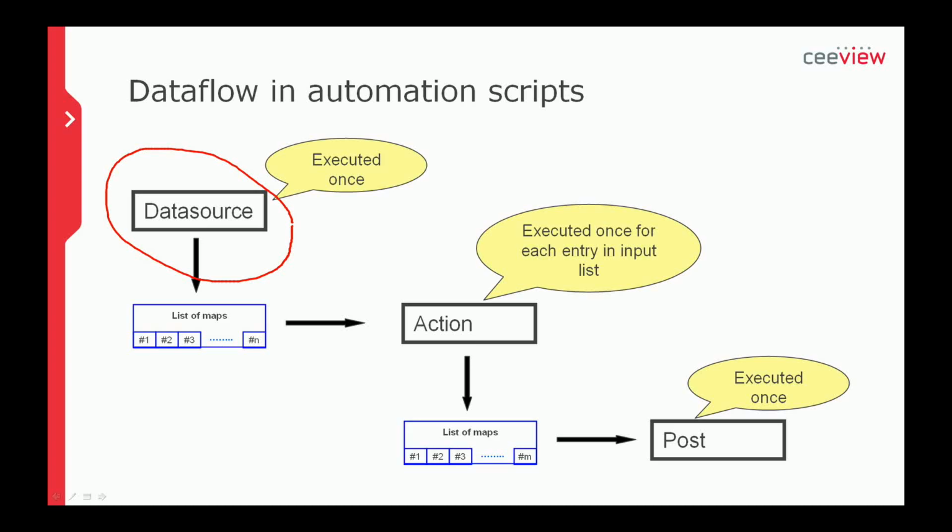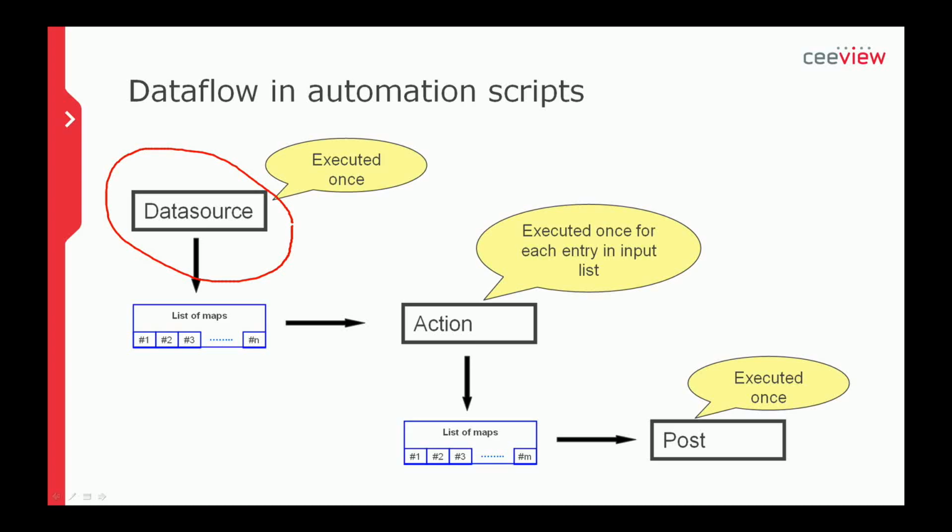And the action script is the only mandatory script, the only one which is strictly speaking required in order to finalize or create an automation job. The action script is executed once for each entry in the input list. So if I have 3 entries in my list from the data source script, the action script will fire 3 times. And in our first example, we will only use the action script.